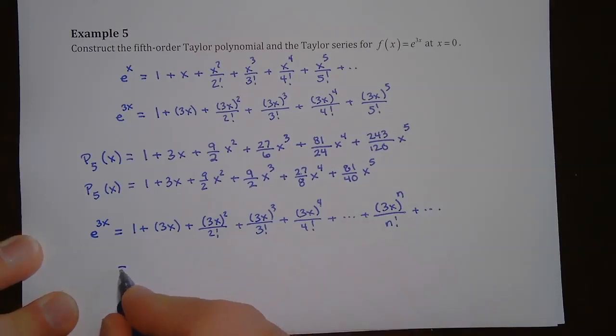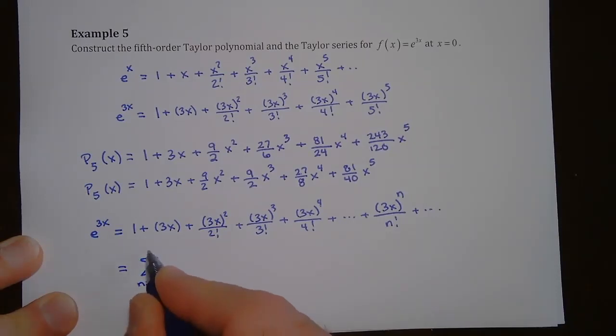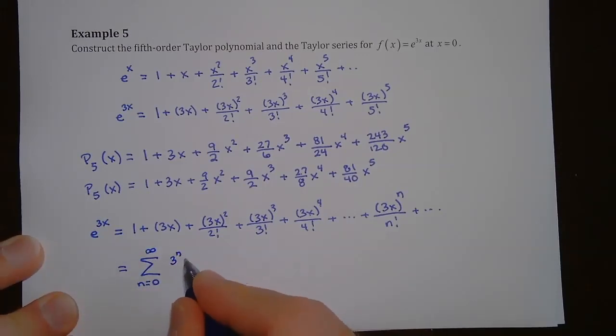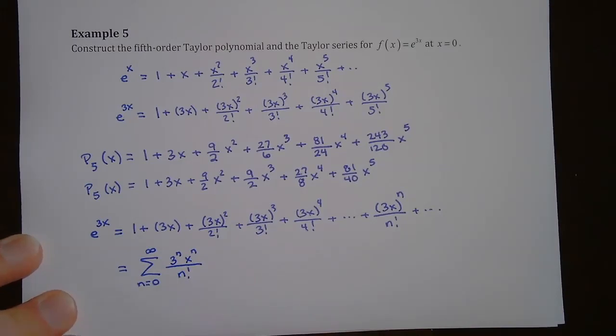Okay, so in sigma notation, this would be equal to sigma n equals 0 to infinity of 3 to the n, x to the n, all over n factorial. And that's the Taylor series for e to the 3x. All right.